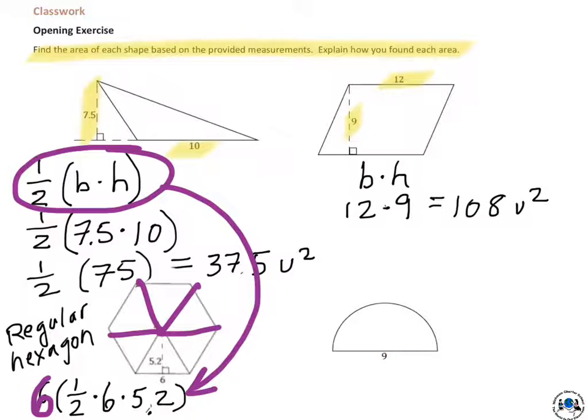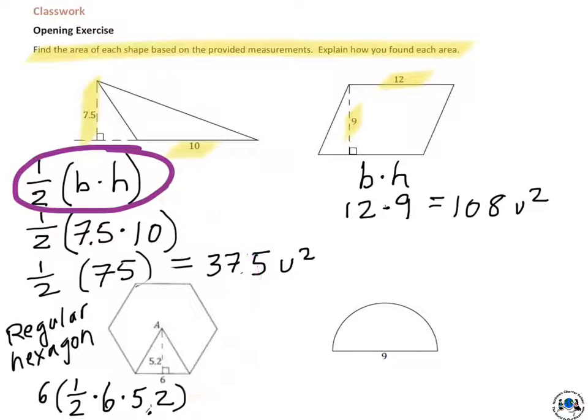All right, so let's go ahead and calculate that. I'm going to go ahead and multiply 6 times 5.2, and then that times 1/2. Doesn't matter, again, we're talking about multiplication. We have our commutative property. We can do them in any order. So we did all that, and then multiplied all that by 6, and we got 93.6 units squared.